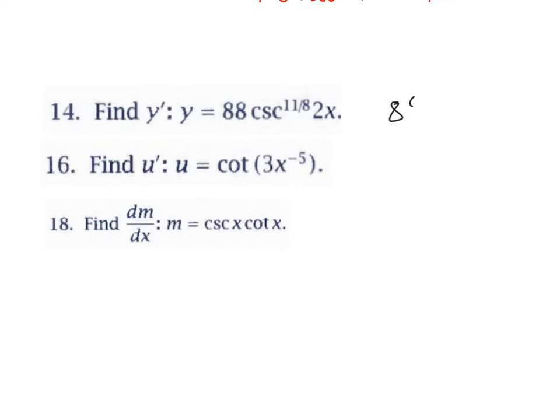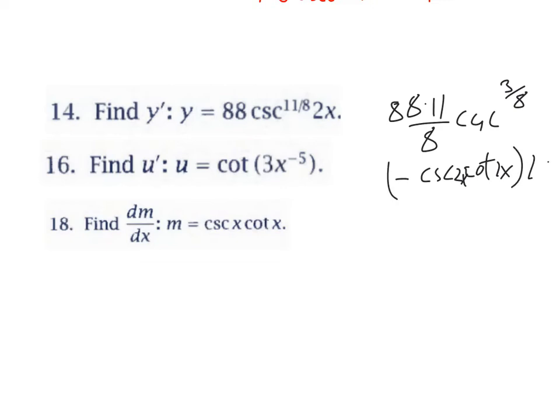So 8 times 11 over 8, and then cosecant of, and then 1 minus that, so that would be 3/8, times the derivative of the inside, which, if you remember, cosecant was negative cosecant cotangent. And I'm completely going by memory, so I could be completely wrong. That's 2x, by the way. And then times 2x. And you probably would want to make that look prettier. And that's that one.